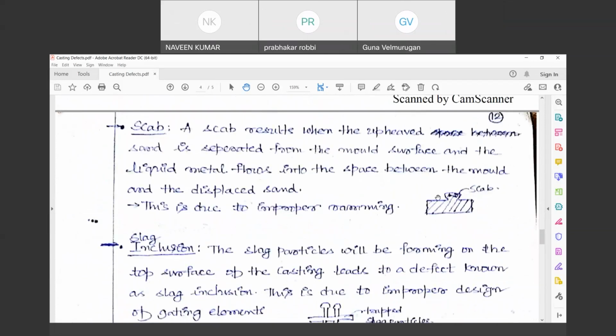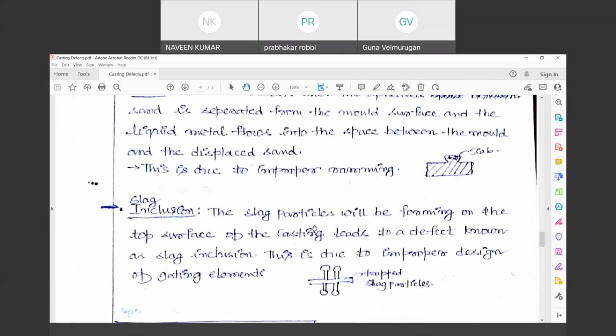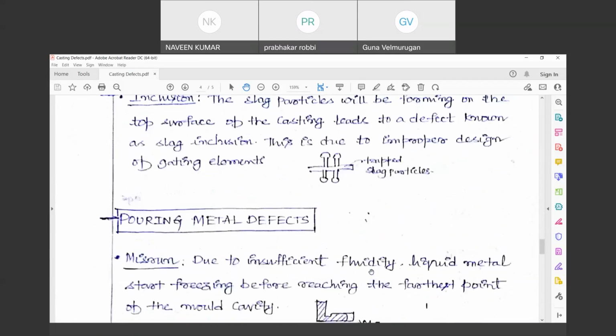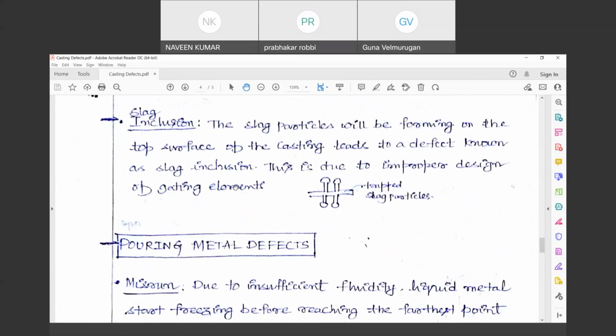And next is cap. You see, this is nothing but again due to improper ramming. This is some kind of swell happening, and there are some particles that are floating here. There is a scab. Slag inclusions are the same thing. Some kind of miscellaneous foreign particles are forming in the casting because of improper design of the gate. These are called slag inclusions. Until here, we have discussed molding sand and molding methods.